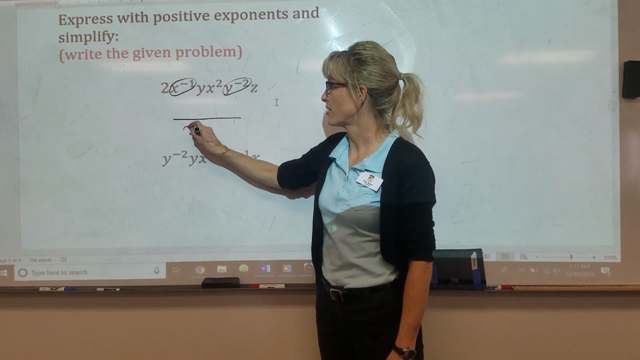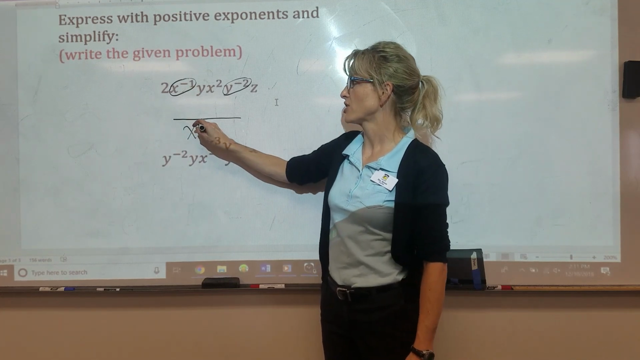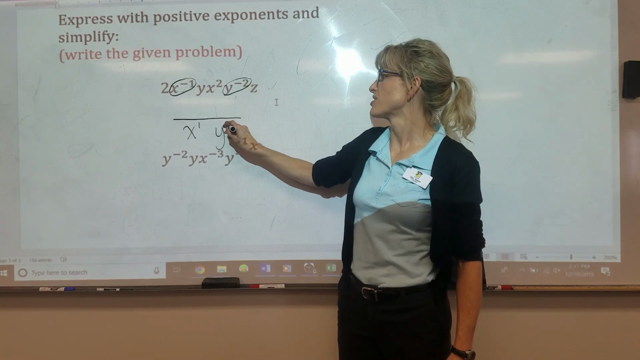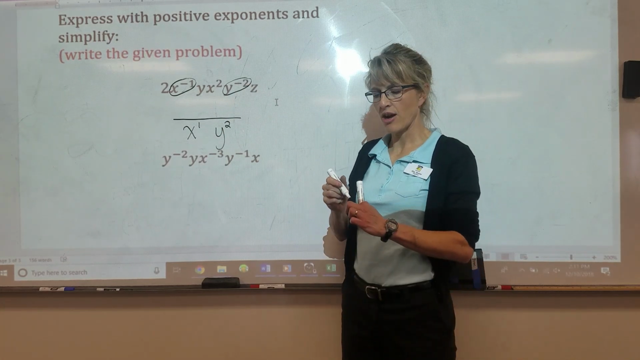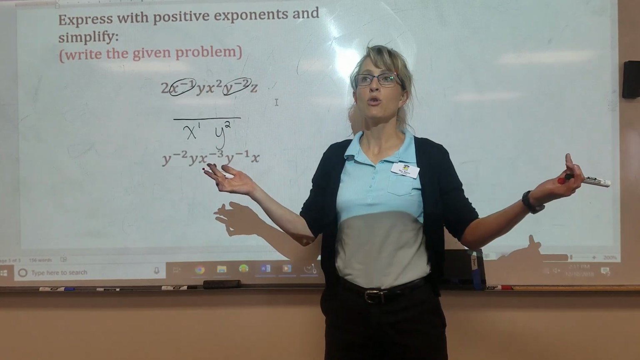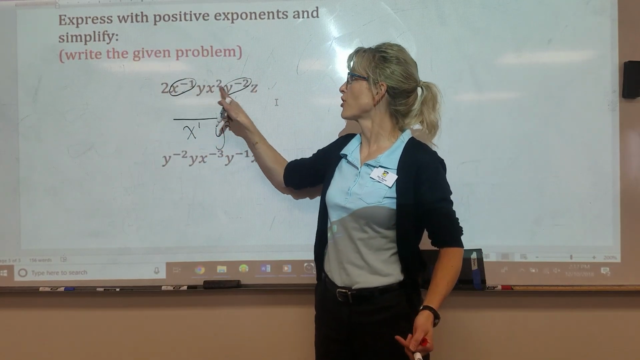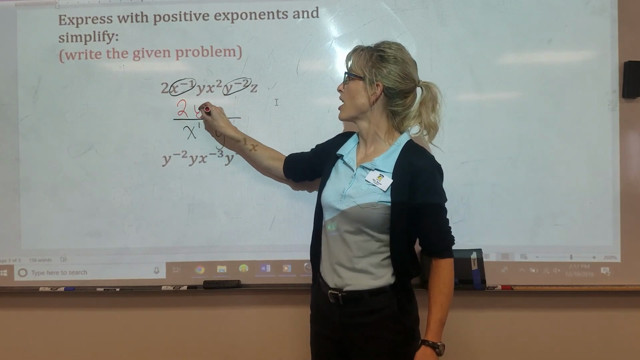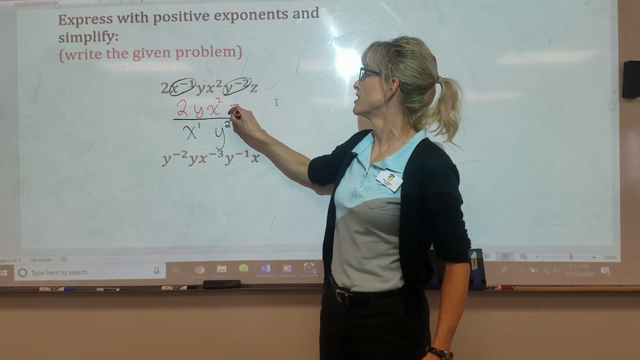So I'm going to, right off the bat, write my x, the sign changes. I'm going to write my y to the positive 2, the sign changes. Now everything else on top, it didn't move. If I didn't circle them, they're already positive. I don't have to move them anywhere. So I'm going to write the 2, the y, the x squared, and the z.